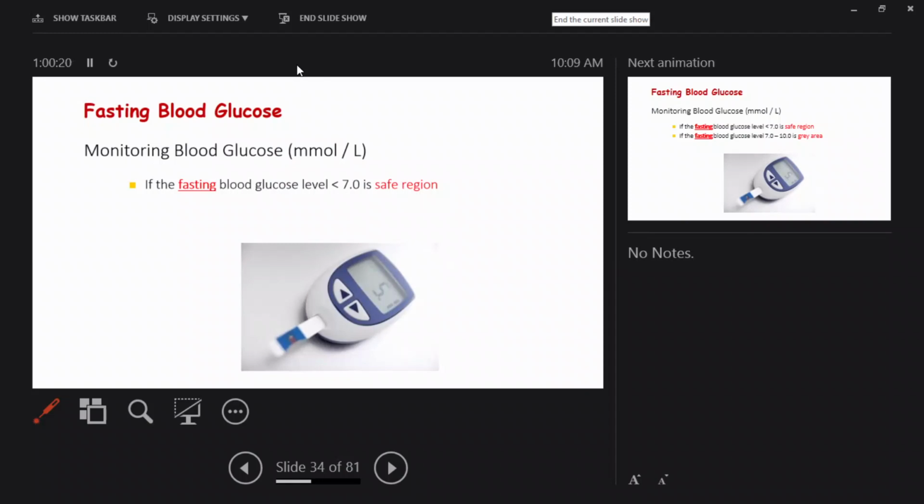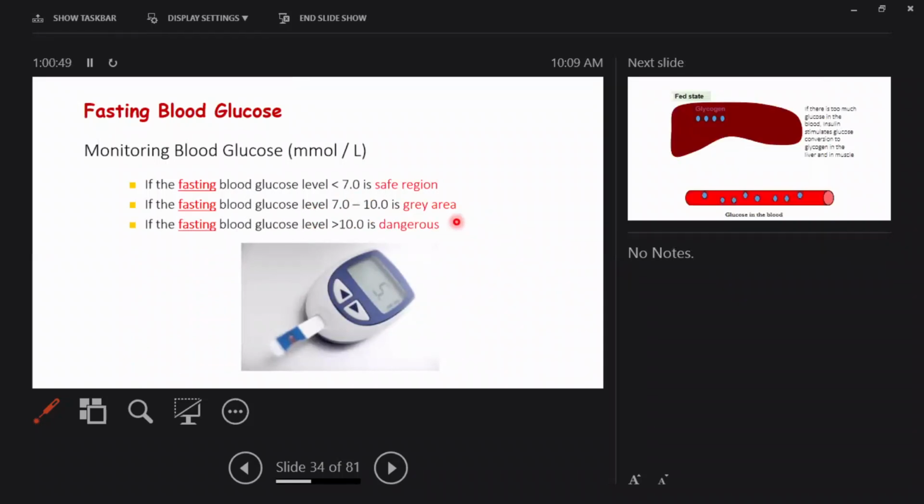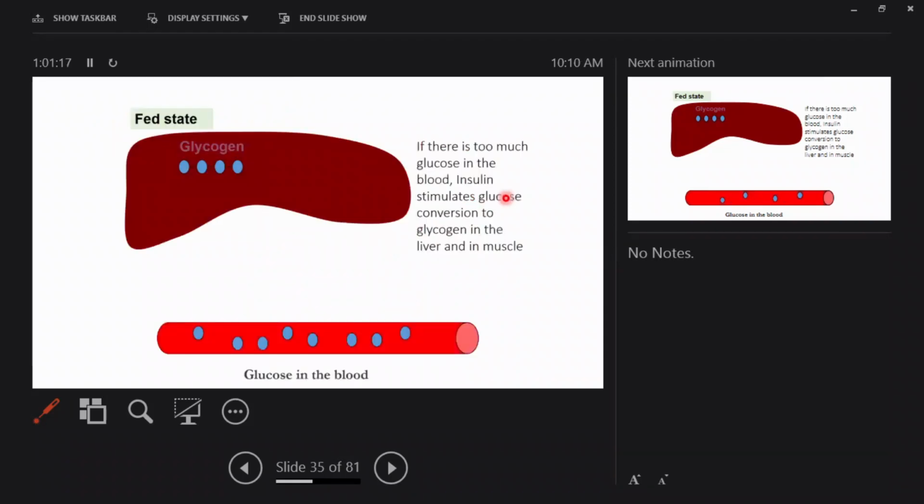Nowadays, because of the diet that we eat, all processed food, and lots of sweet drinks, everything sweet, maybe once in a while we need to check our blood glucose level. If the fasting blood glucose level is below 7, it is the safe region. If it is 7 to 10, it's a gray area, where you need to pay attention. But if it is above 10, this is considered very dangerous because it has already exceeded the level that is considered safe. So more than 10 is dangerous. I hope all of us are below 7.